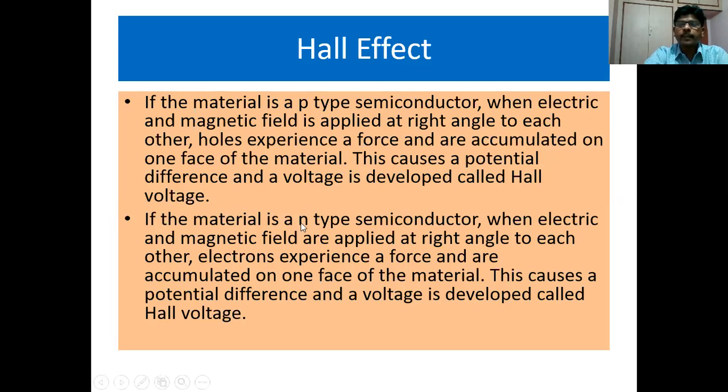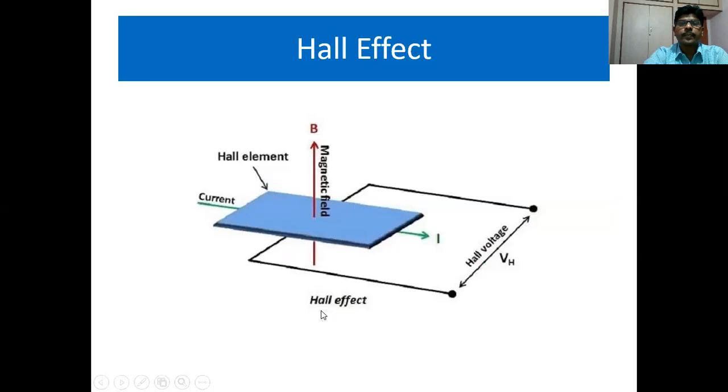What about in N-type? In N-type we know that electrons are majority charge carriers. So if the material is an N-type semiconductor, when electric and magnetic field are applied at right angles to each other, electrons experience a force and are accumulated on one face of the material. This causes a potential difference and a voltage is developed called the Hall voltage.